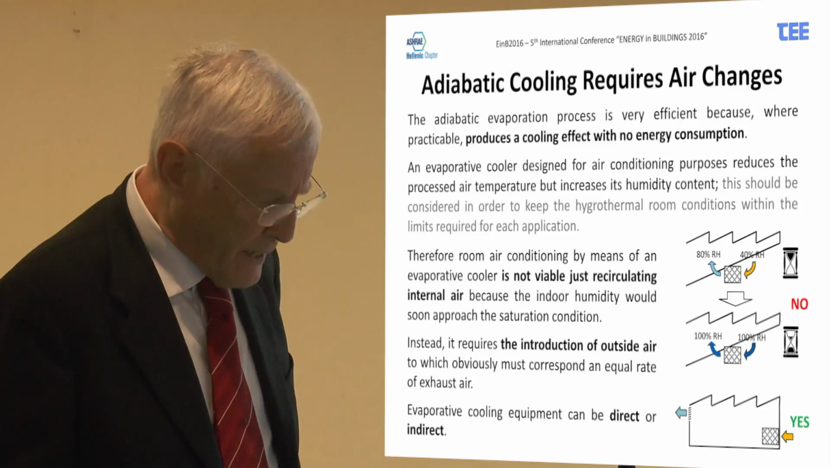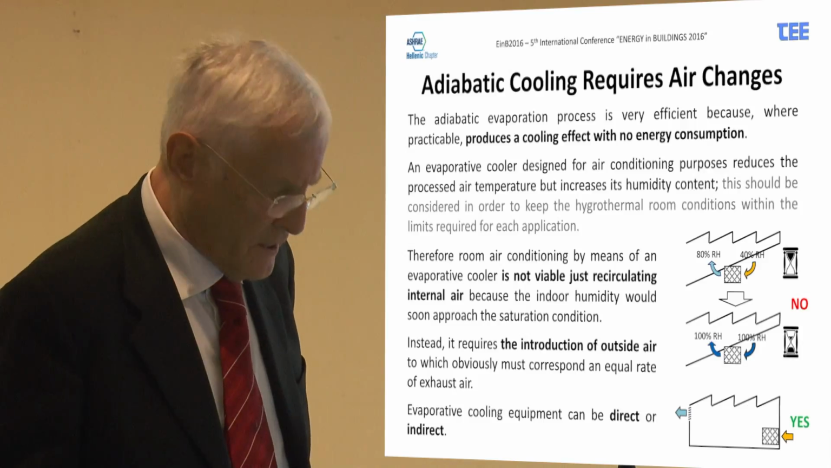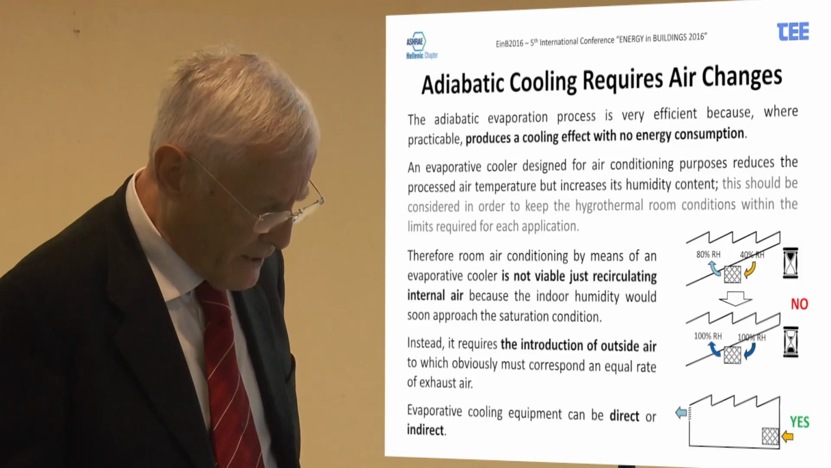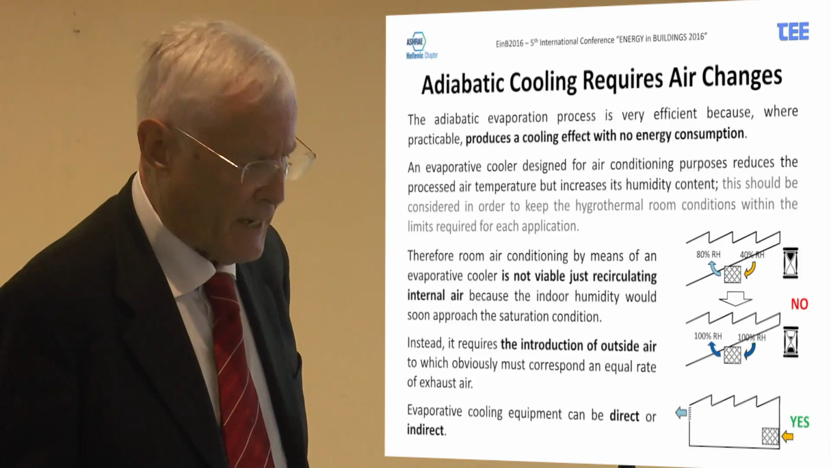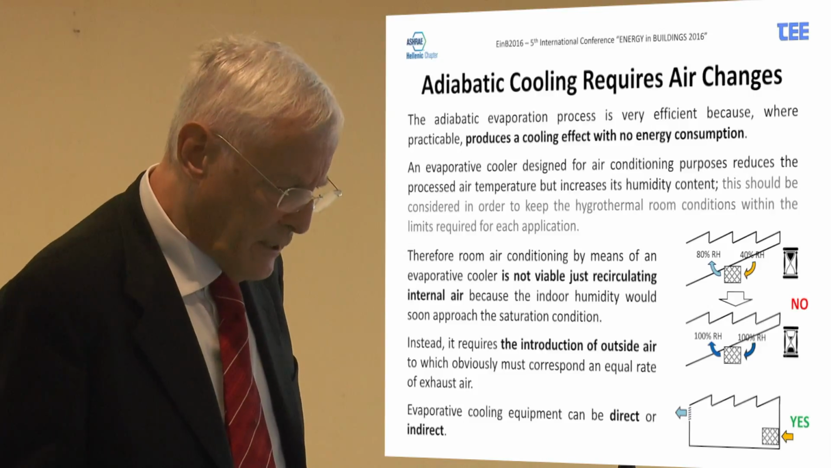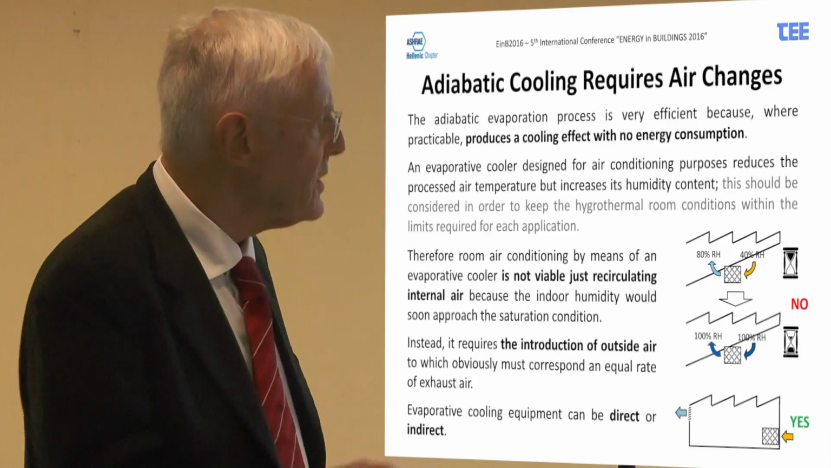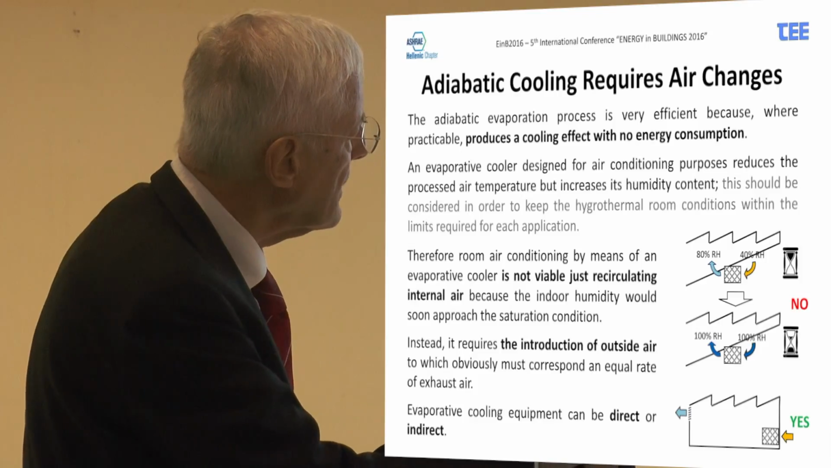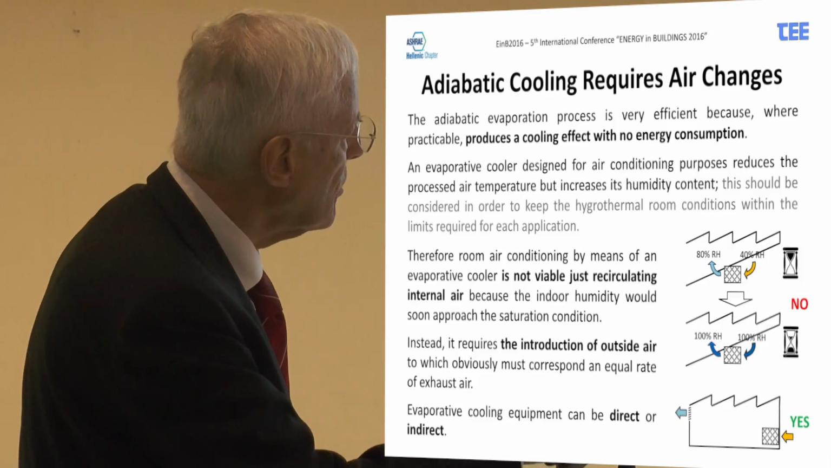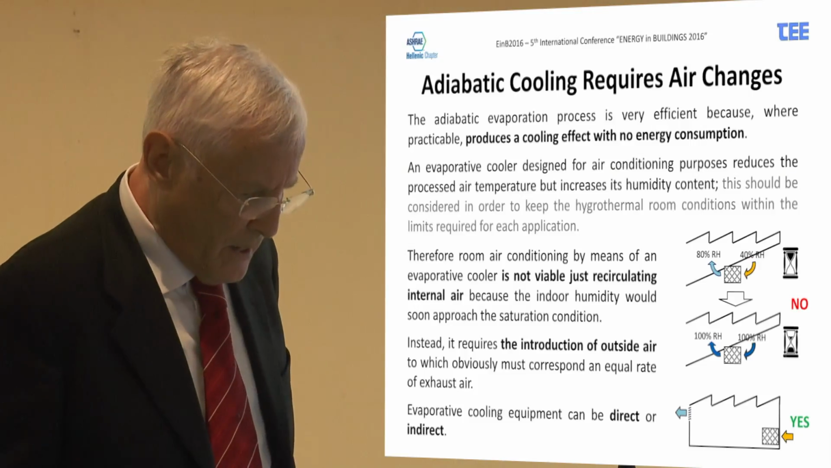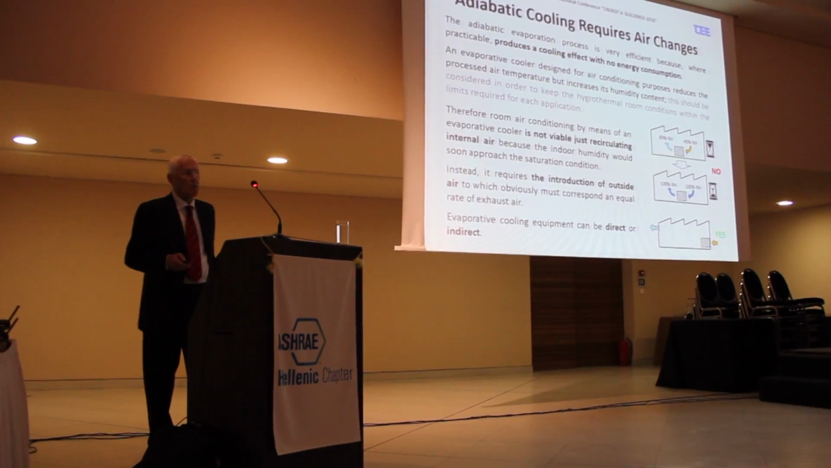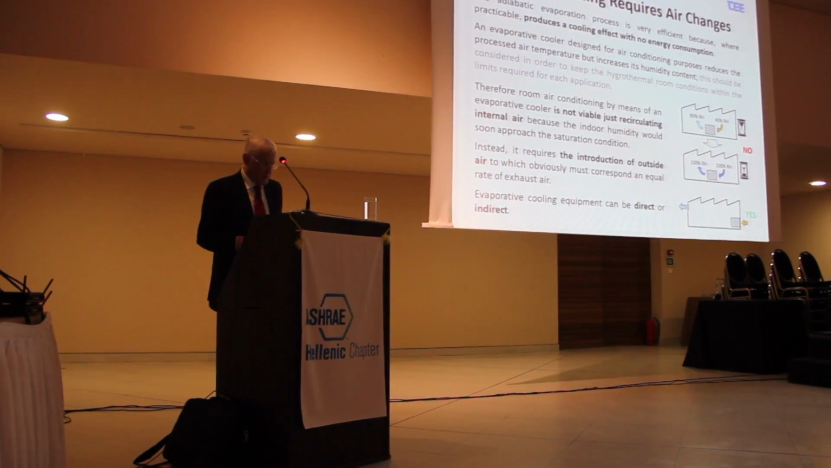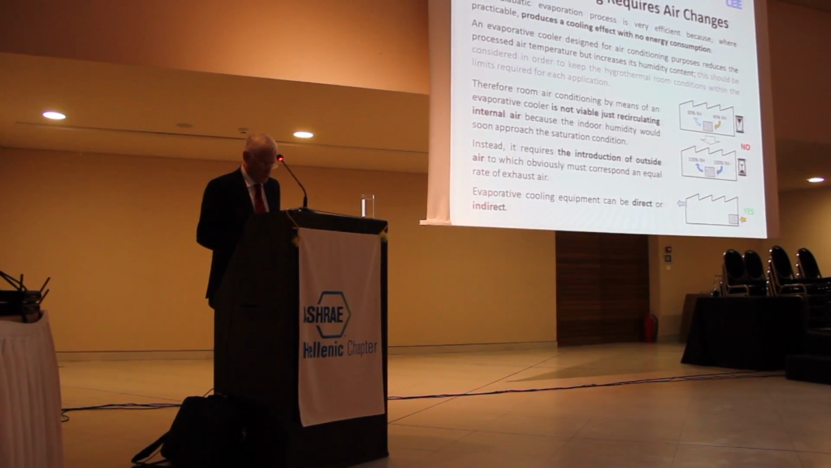However, along the process, the temperature and vapor pressure differentials between humid air and water, which cause these transfers, sharply decrease, making the saturation of the air hardly achievable in practice. So any adiabatic cooler will have a saturation efficiency, which is the ratio between the real temperature difference we reach versus the theoretical temperature difference obtained with complete saturation. The adiabatic cooling requires air changes. It is very efficient because, when practicable, it produces a cooling effect with no energy consumption.